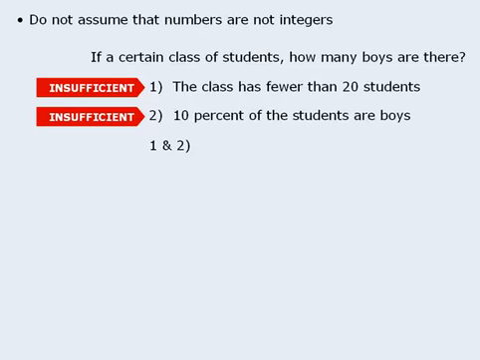Now, if we combine the two statements, we know that the total number of students is less than 20, and we know that 10% of the students are boys. At this point, we might conclude that since we still do not know the total number of students, there is no way to determine the number of boys. If we make this conclusion, then we will conclude that the combined statements are not sufficient, and the answer is E. This answer, however, is incorrect.